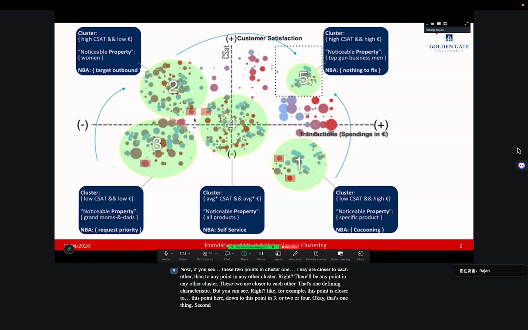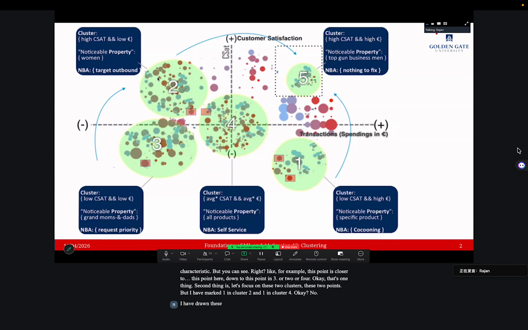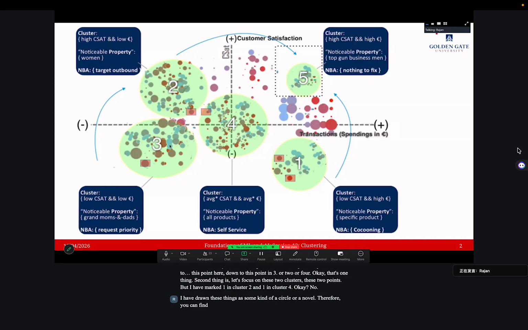Second thing is, let's focus on these 2 points that I have marked, one in cluster 2 and one in cluster 4. Now, I have drawn these things as some kind of a circle or an oval. Therefore, you can find the geometric center of these areas, right? So, we will call this a centroid.